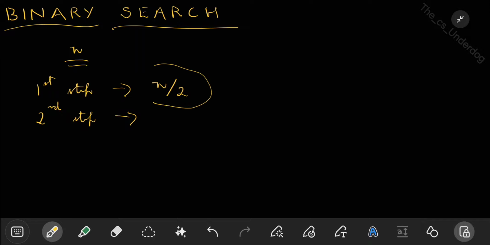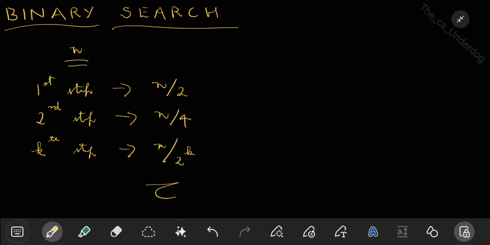And what happens after the first division? After the first step, this n will be n by 2 because half of the array is eliminated. So only n by 2 will be remaining. After the second step, after the second division, what happens? When you again divide the array for the second time, this n by 2 is again divided into half. So the remaining array is of size n by 4. Similarly, if you do k divisions, after the kth step, what will be the size of this array? It will be n by 2 power k. How is it n by 2 power k?